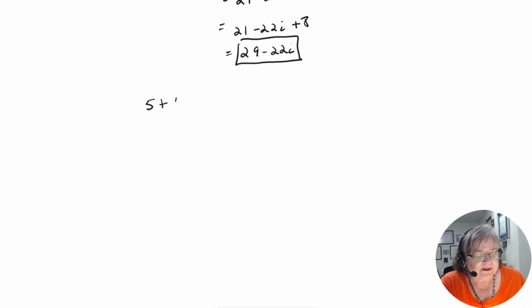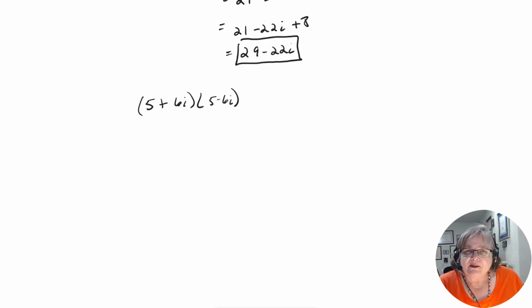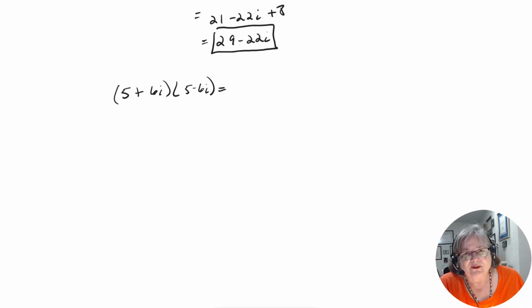Now watch what happens when you multiply conjugates. And remember that conjugates are the same two binomial entities, but the sign in the middle is different. One's a plus and one's a minus. So both of them have a 5, both have a 6i, one's plus, one's minus. These are called conjugates of each other. And when you multiply these out, you get the difference of 2 squares, right? And you can use that formula of multiplying conjugates to get the difference of 2 squares to go straight to the answer. But let's work this out the long way.